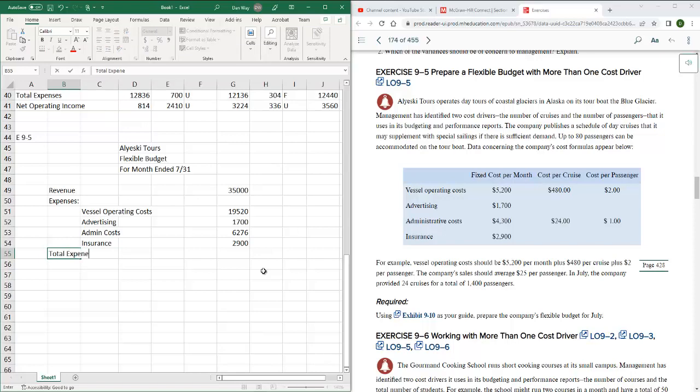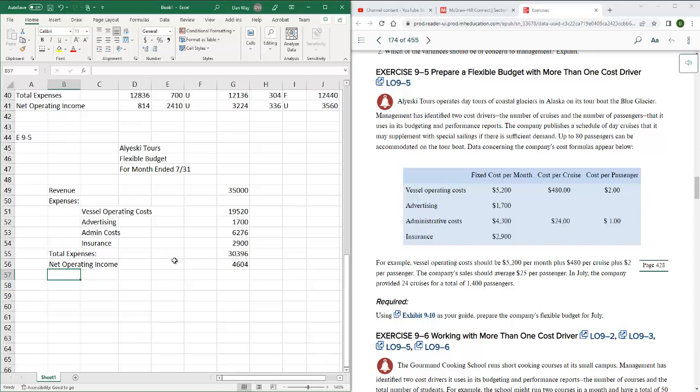All right, so total expenses here. I'm just going to get a quick sum of those 4 individual expense items. They were at $30,396. So net operating income would be the $35,000 revenue minus the total expenses there, $30,396. And there we are at $4,604. So again, just taking this one step further or differently by incorporating more than one cost driver.